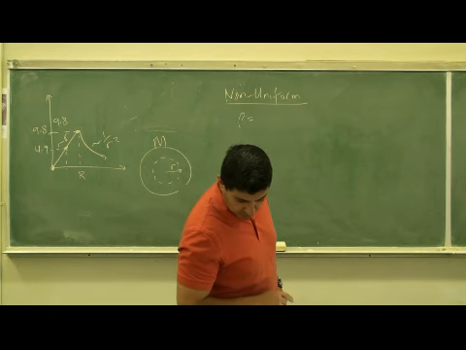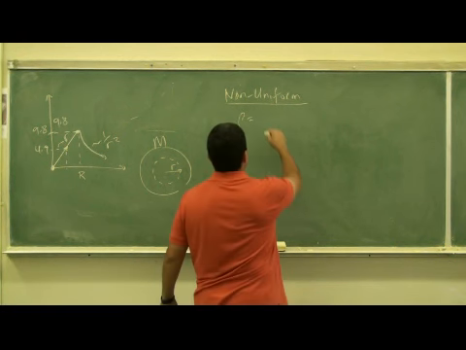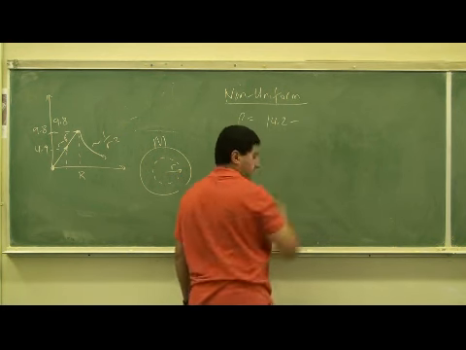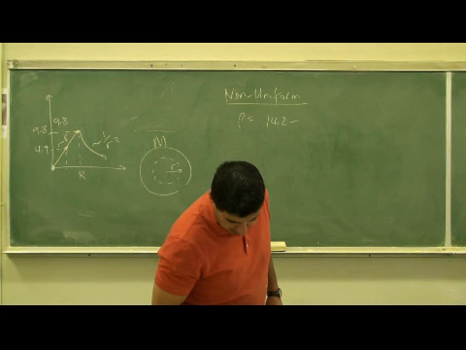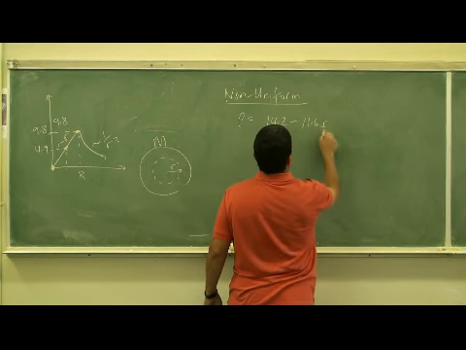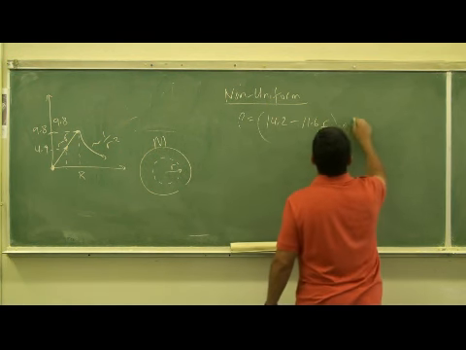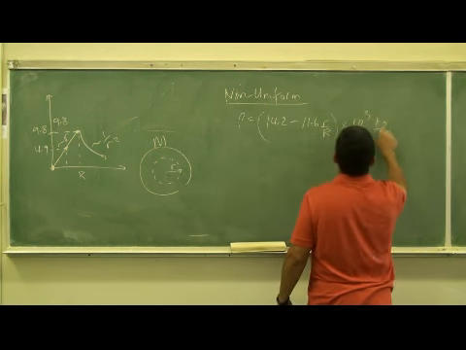Rho is 14.2 minus 11.6 r over R, times 10 to the third kilogram per meter cubed.